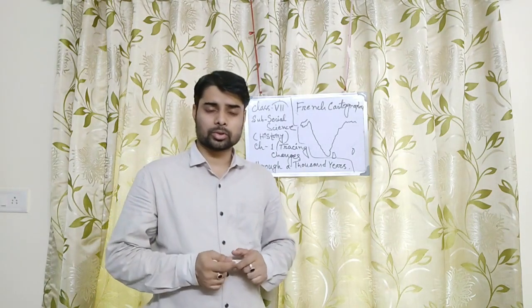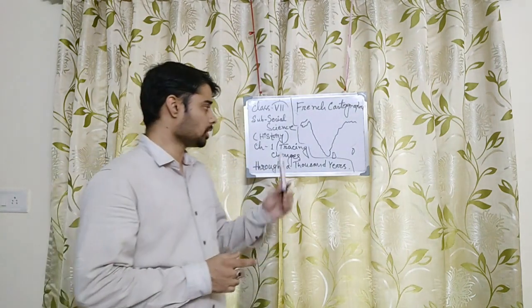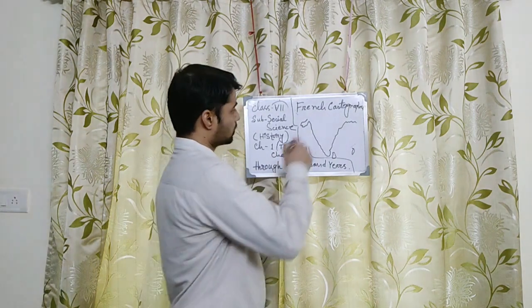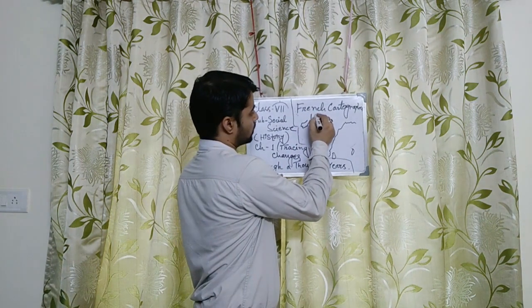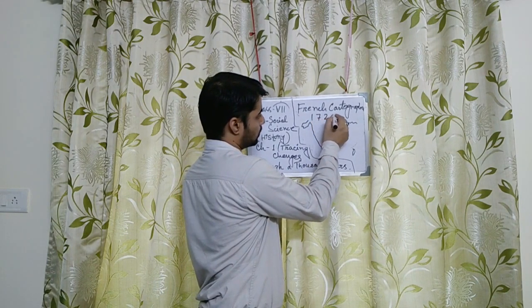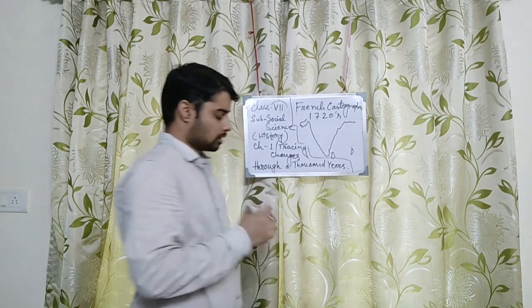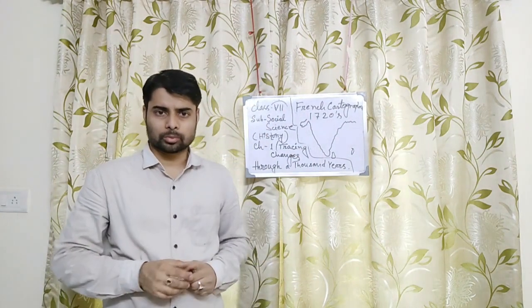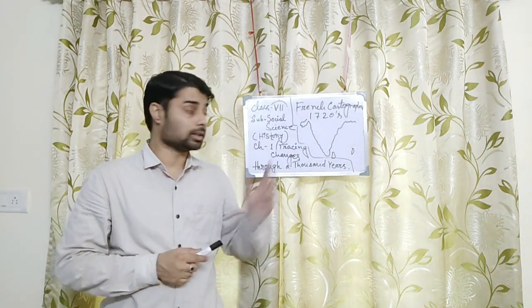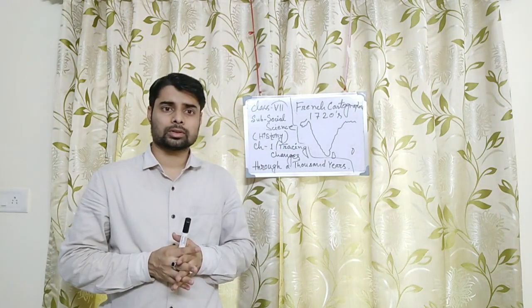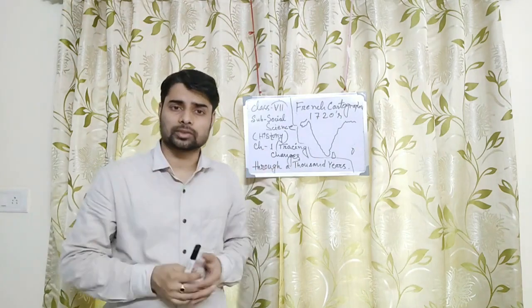Why is this map more similar to today's India? Because this map was drawn in the 1720s. If we compare the two maps, the previous map and this map, we find that the difference in the time period is almost 600 years.